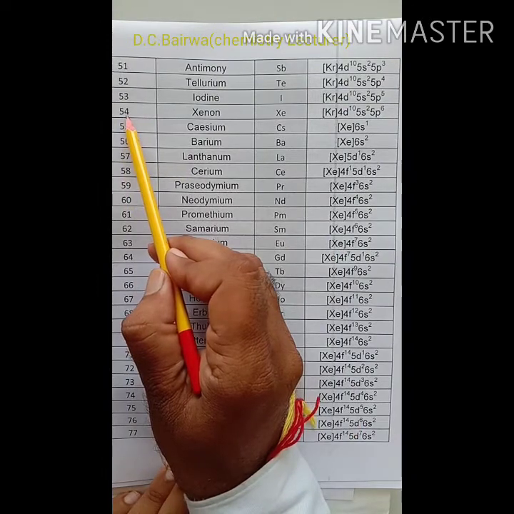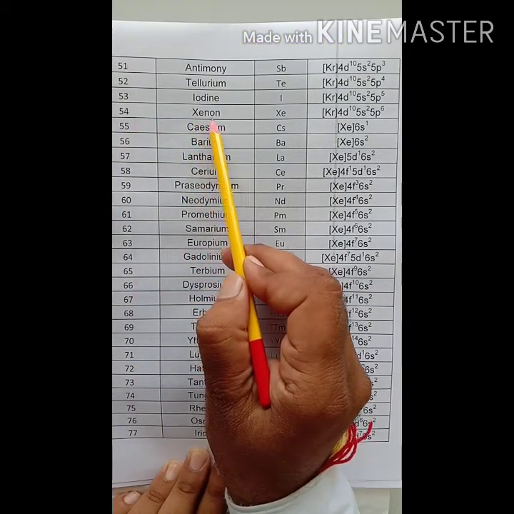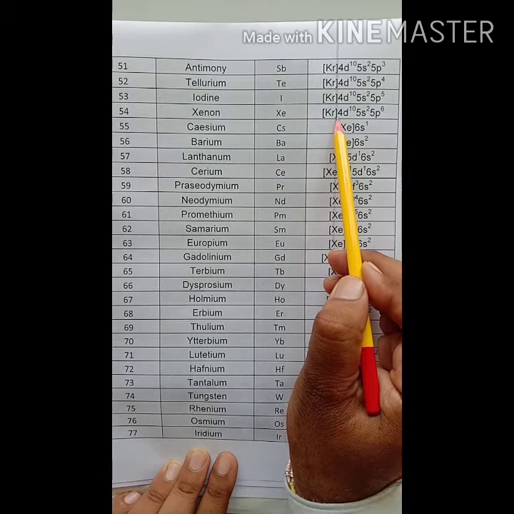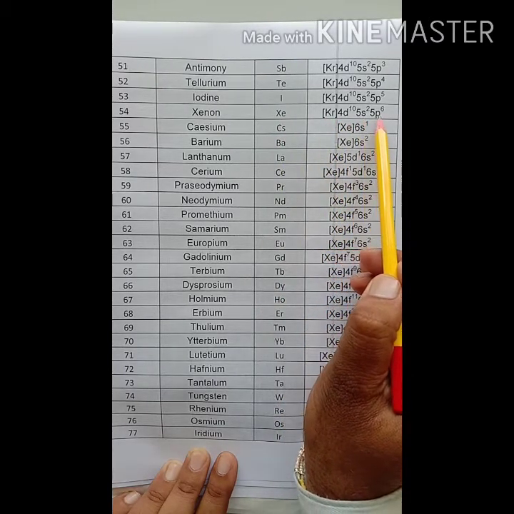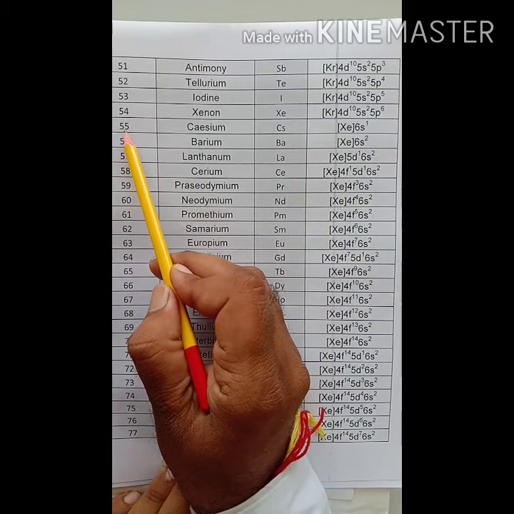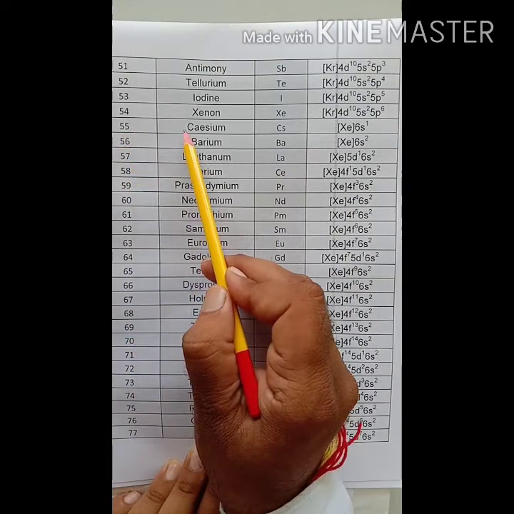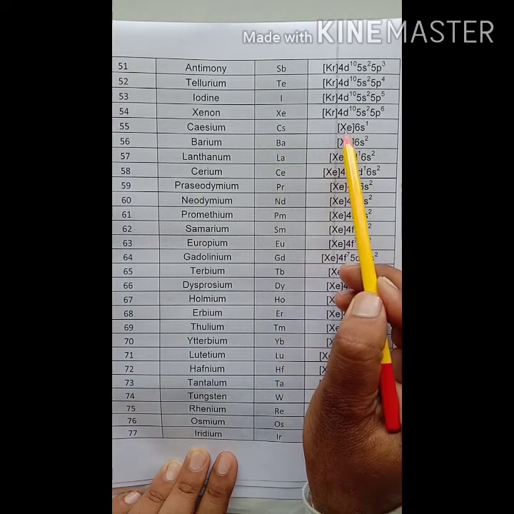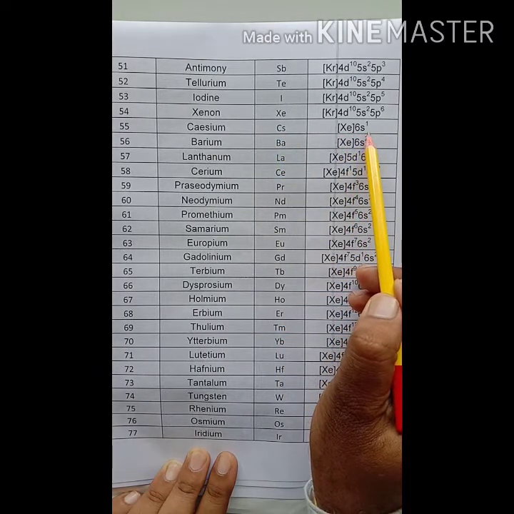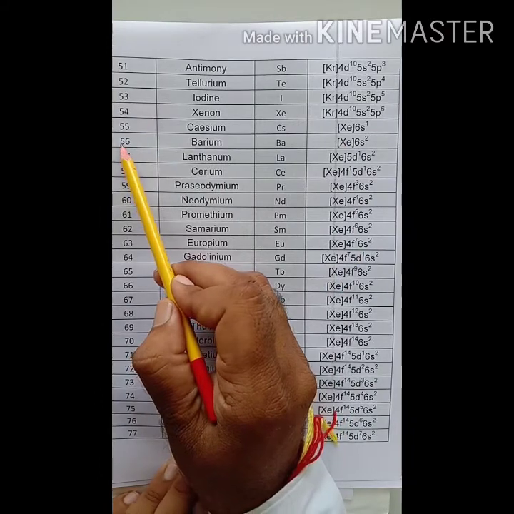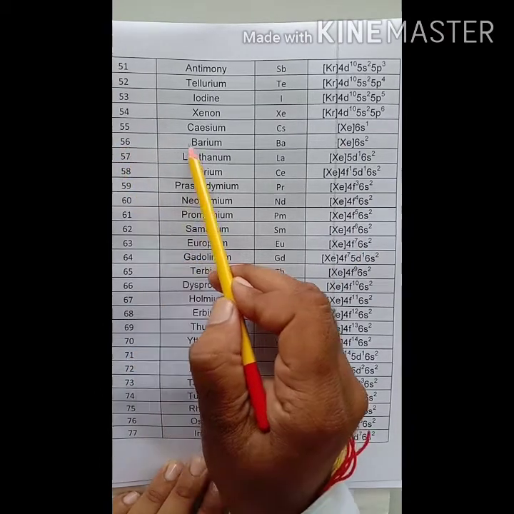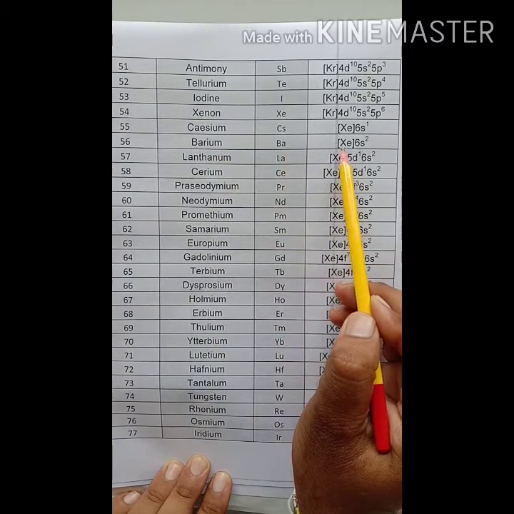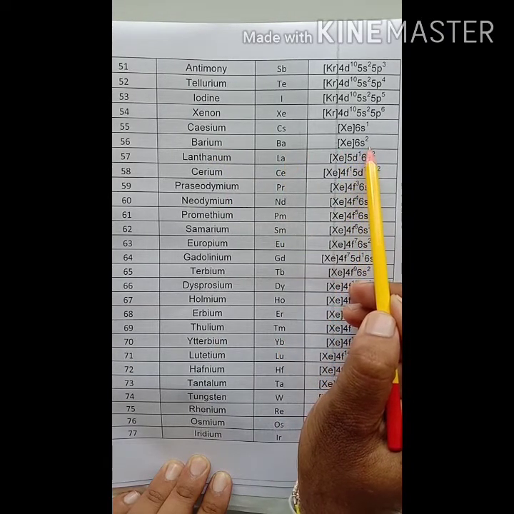Next atomic number is 54. Name of element is xenon. Symbol is Xe. Electronic configuration is Kr 4d10 5s2 5p6. The next atomic number is 55. Name of element is cesium. Symbol is Cs. Electronic configuration is Xe 6s1. The next atomic number is 56. Name of element is barium. Symbol is Ba. Electronic configuration is Xe 6s2.